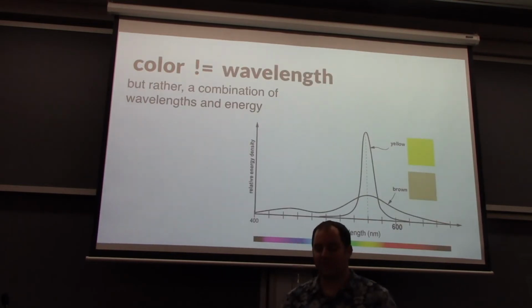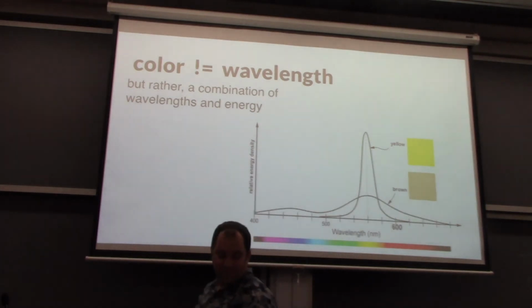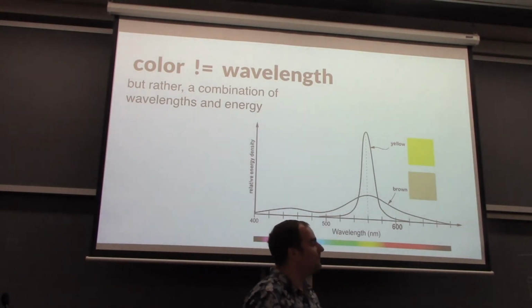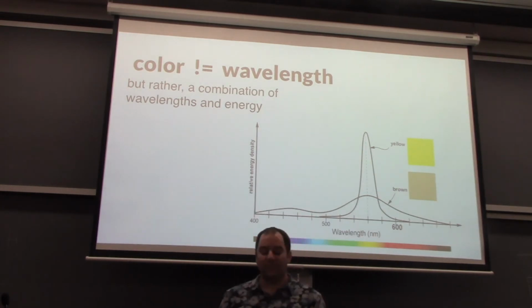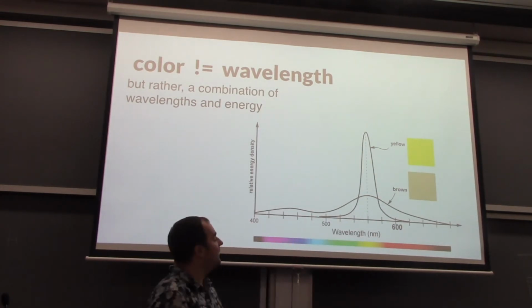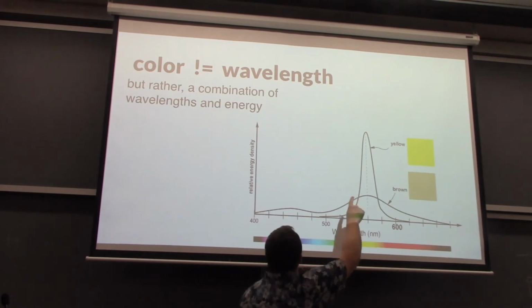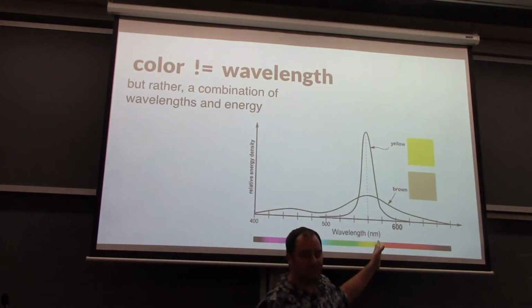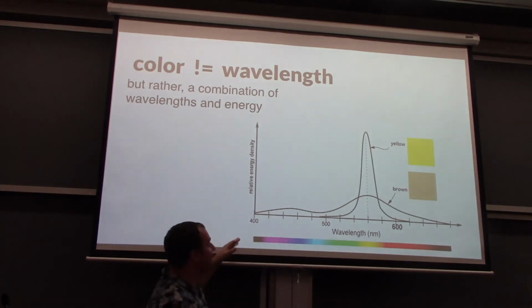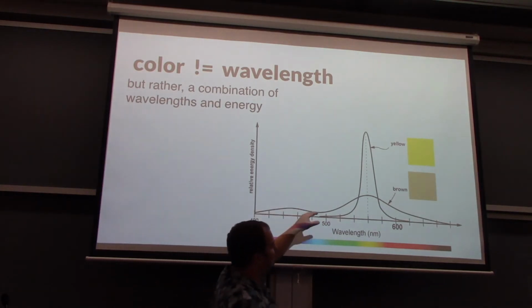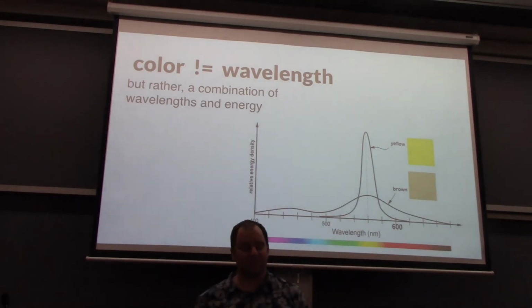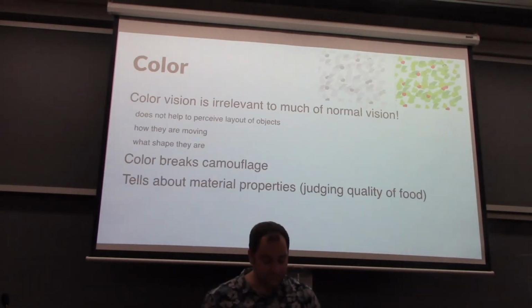Color is not the same as wavelength. It's rather a combination of wavelength and energy. So here are two different examples that both have the peak at the same wavelength, but we perceive a signal like this, where the relative energy intensity is concentrated around this wavelength, as yellow, whereas we perceive essentially a mix of wavelengths with a peak around yellow as brownish. So this is how color is constructed.